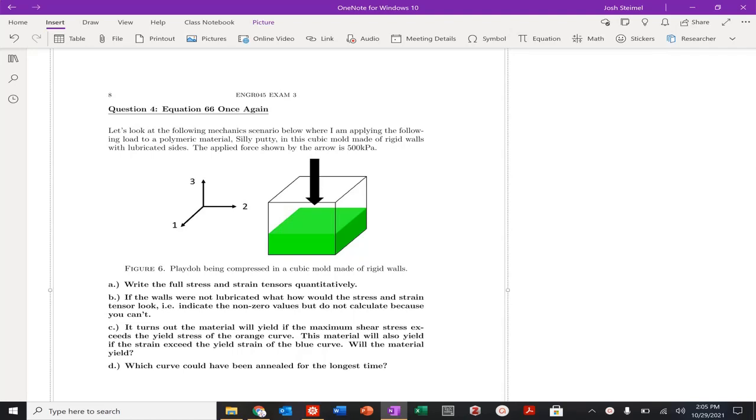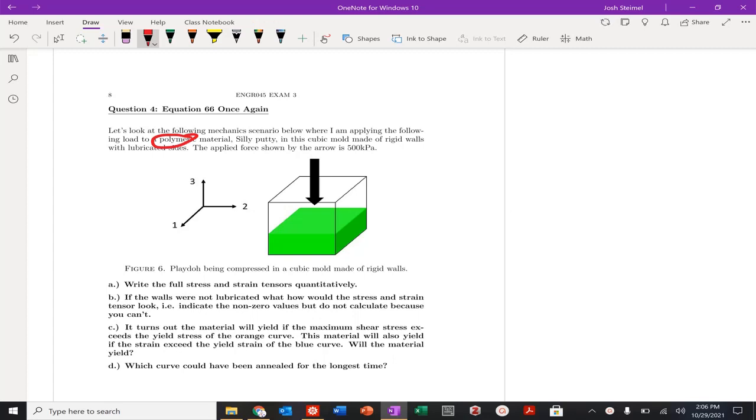And we are at our last problem for our exam 3 practice questions. So let's look at basically our equation 66 once again. I'm looking at the following mechanics scenario. Polymeric material, what I need to know: Young's modulus is equal to 1 GPa, my Poisson's ratio is equal to 0.4. Applying a stress of 500 kilopascals, cubic mold made of rigid walls. And that's pretty much it.